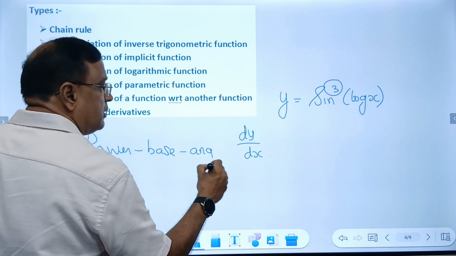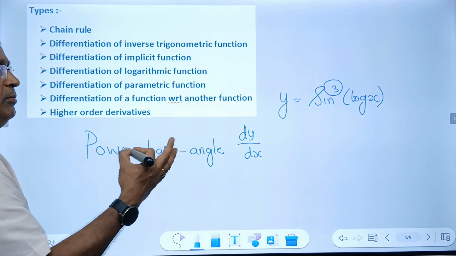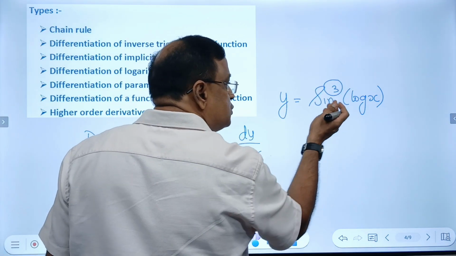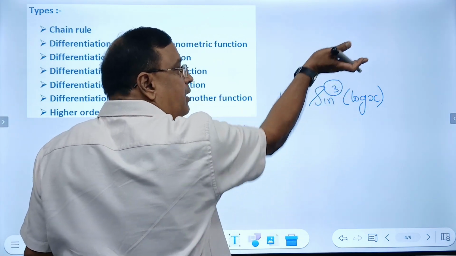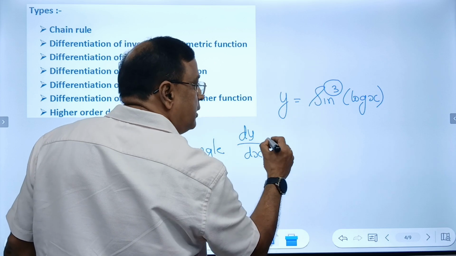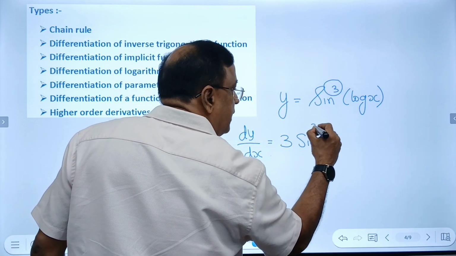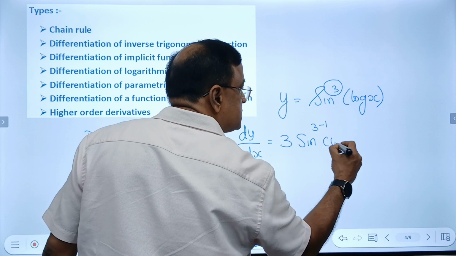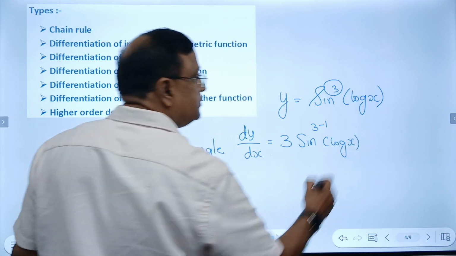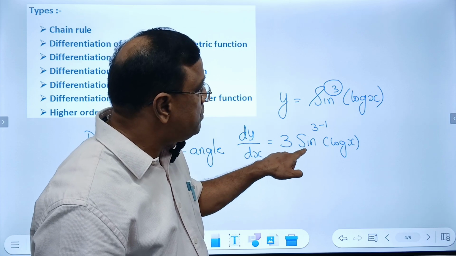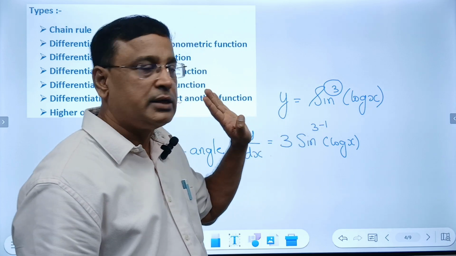There are different techniques, but ultimately you should learn how to differentiate. So power: just look at this as x power n. So what is the derivative of x power n? It is n into x to the power of n minus 1, and here it is 3 sine squared.